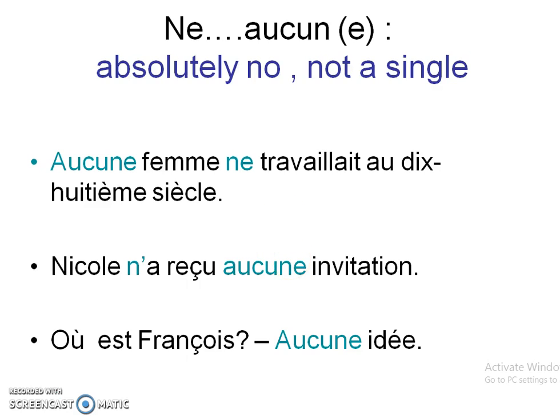Où est François? Where is François? Aucune idée. No idea. This is how we make sentences negative in French. This is the end of the lesson. Thank you.